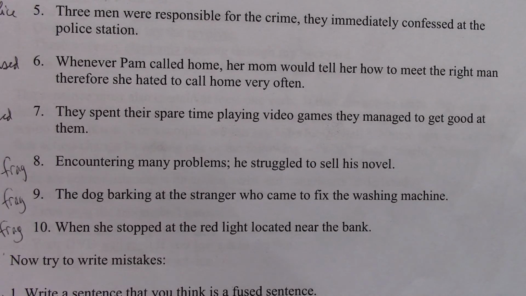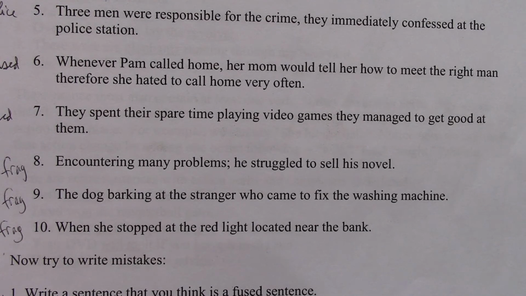Number 9 says this. The dog barking at the stranger who came to fix the washing machine. Now that looks pretty good. I see dog. Apparently the sentence is about a dog. And there's some action going on there. The dog happens to be barking at this poor guy coming in to fix a washing machine. So you say, well, that looks pretty good. Well, here's the problem. Do you remember those helping or auxiliary verbs that we talked about? Take the verb barking. Could that be right now? Yeah. Could it be in the past? Yes. Could it be in the future? Yes. This sentence just says the dog barking.